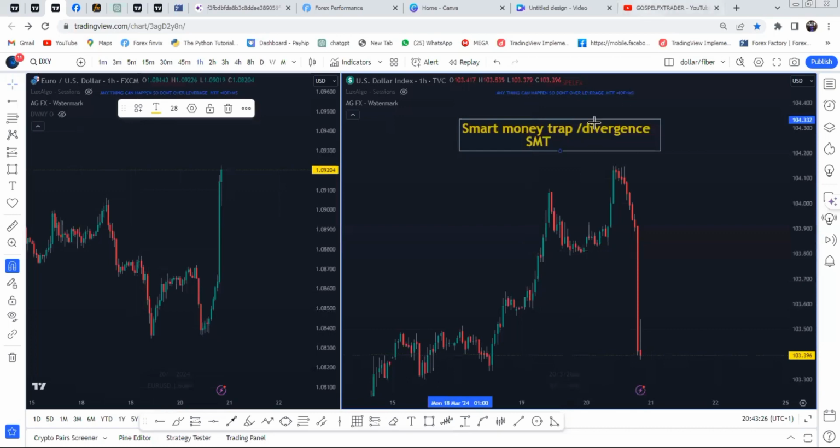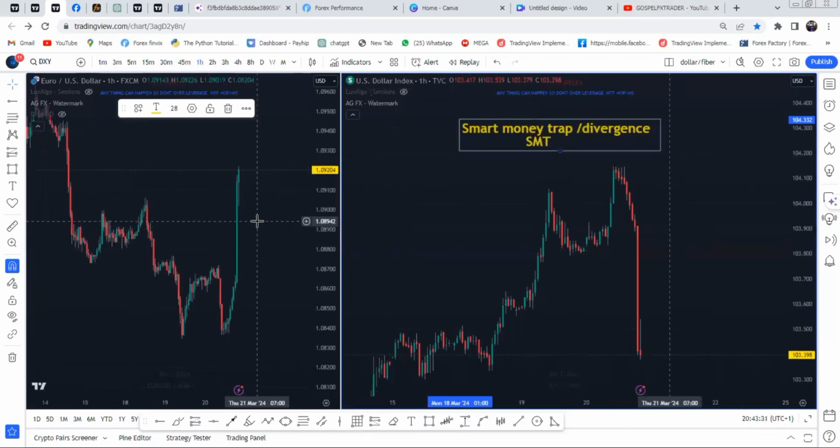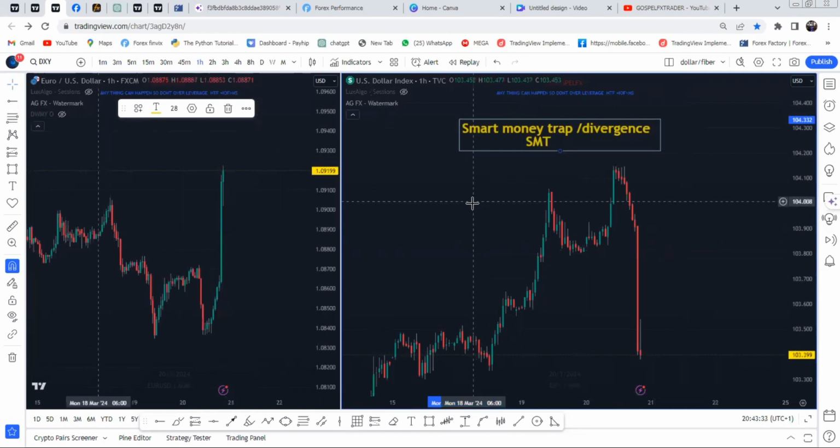Now, looking at the chart here, we have Euro USD and the dollar index. From my left is Euro USD, on the right is the dollar index. You know that these two pairs move hand in hand, they are highly correlated. But now there comes a time that the dollar is going to be making a move and Euro USD is not going to be doing the same thing. How do you know?